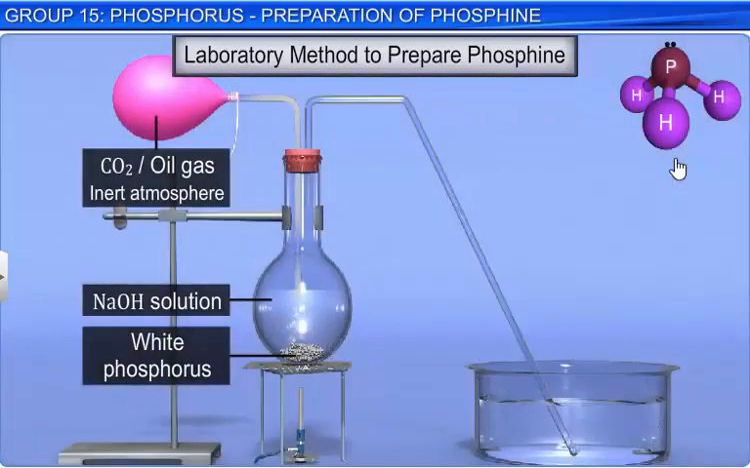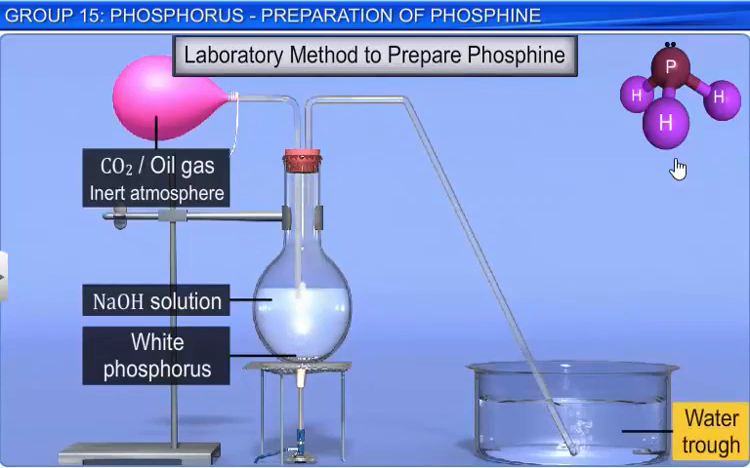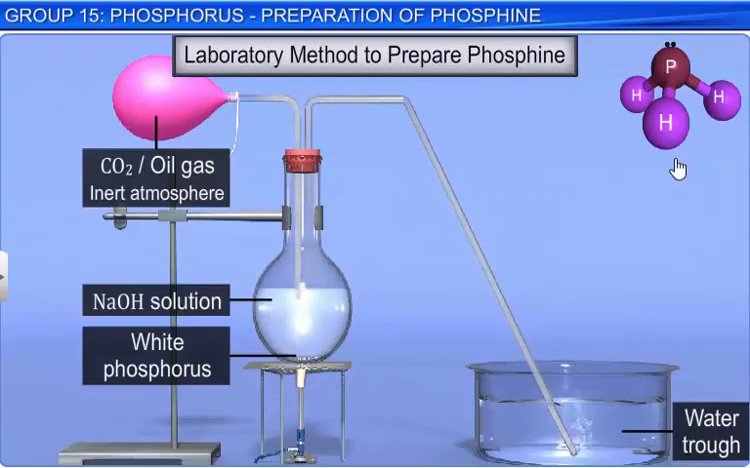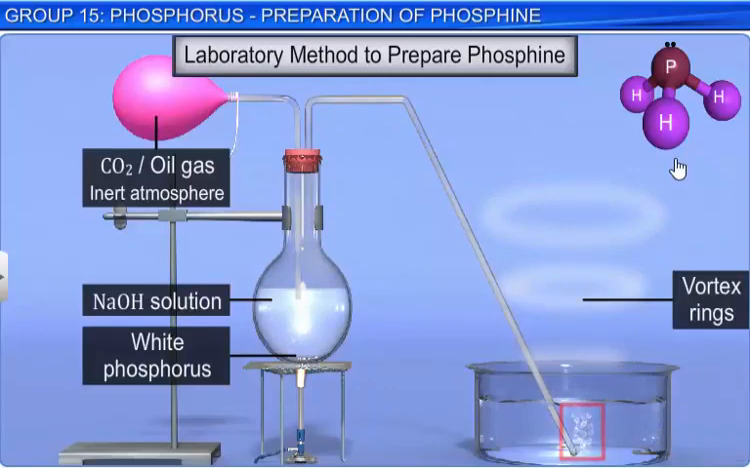The contents of the round-bottom flask are heated to produce phosphine gas. This gas is delivered into a trough of water. Bubbles of the gas catch fire as soon as they come in contact with air to form rings of smoke, called vortex rings, as shown here. This indicates the presence of highly inflammable phosphorus dihydride, or diphosphine, as an impurity in phosphine.